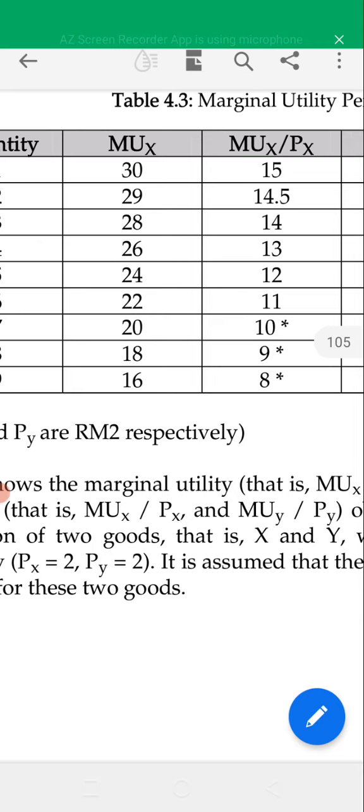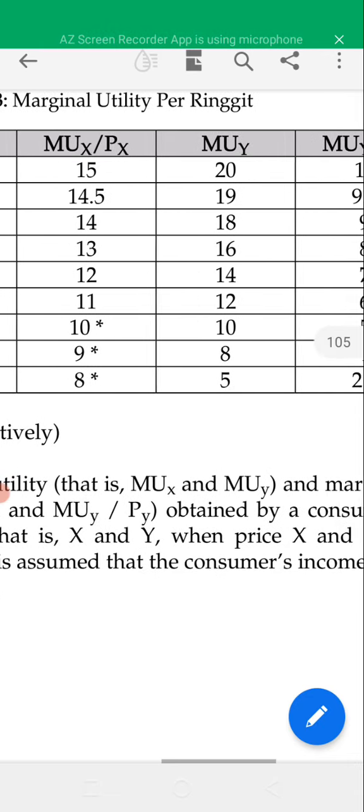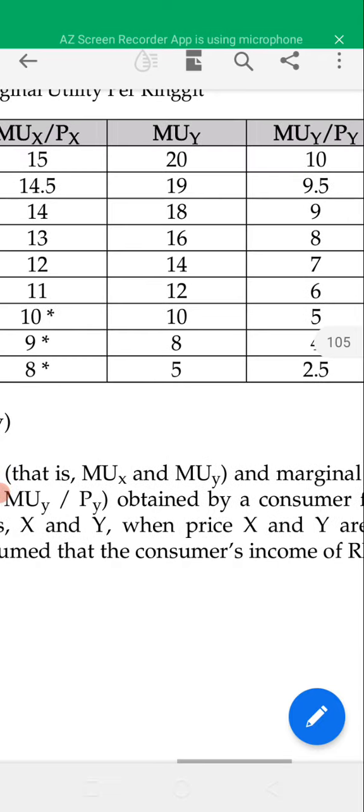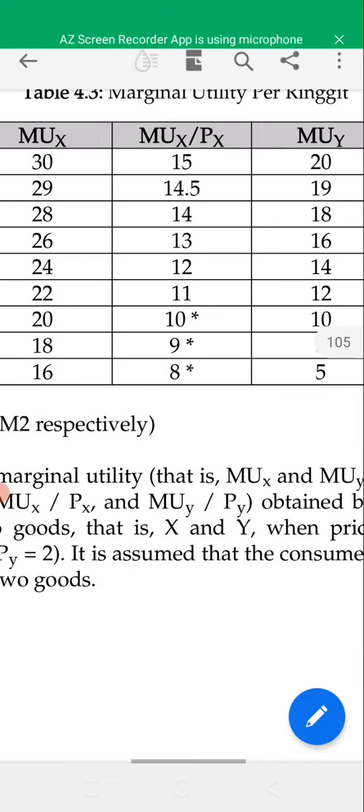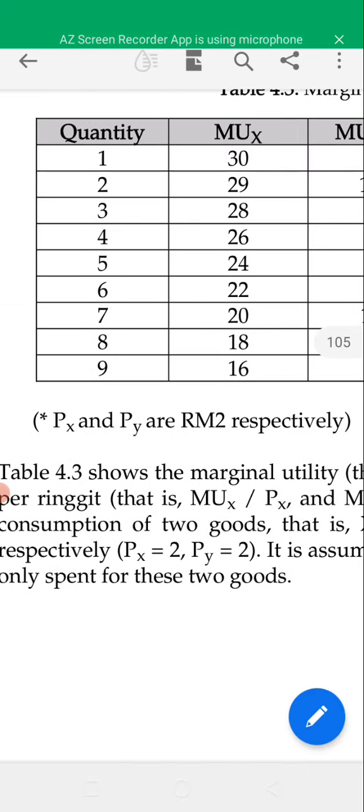So far we have found one. We are saying 7X and 1Y. So let us look for another number. So the other number that is appearing twice on both MUX over PX and MUY over PY is a 9. So where there's a 9, MUX, that is representing good X. So let us go MUX over PX. So how many X do we have? So you go and check this side, the quantity is showing 8.